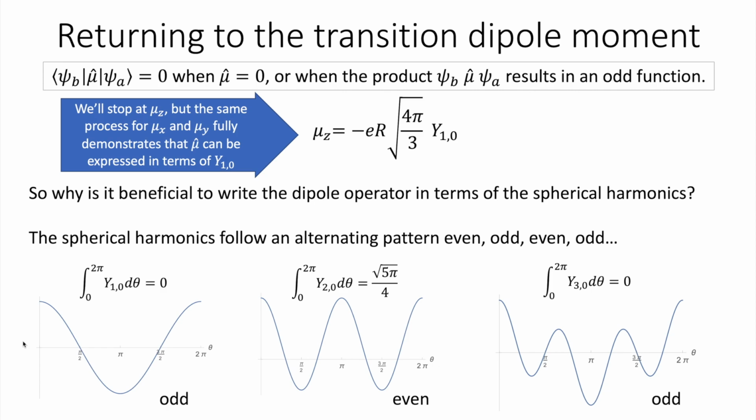And just to note, we've only addressed the z component of mu here, but we could keep going and do the other two as well. But in the interest of time, we'll leave it at that. But yeah, the same process carried out for mu of x and mu of y would fully demonstrate that mu hat can be expressed in terms of y sub 10.